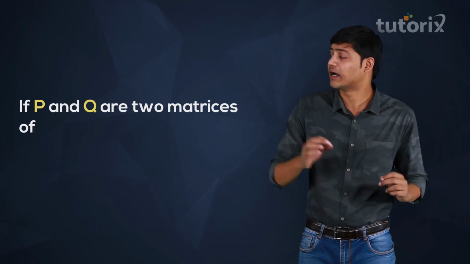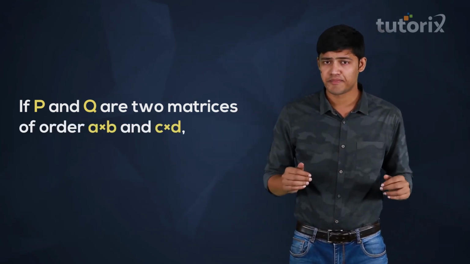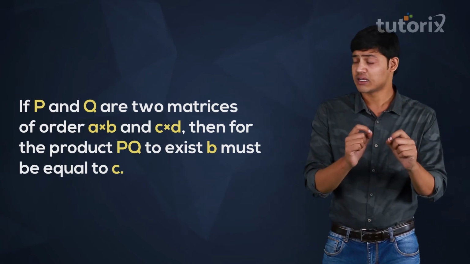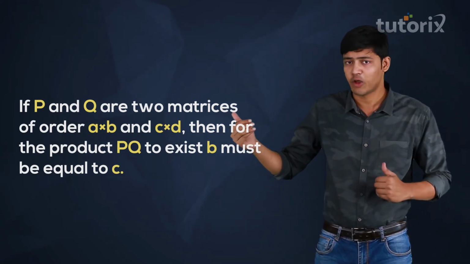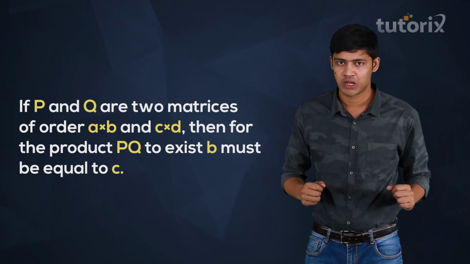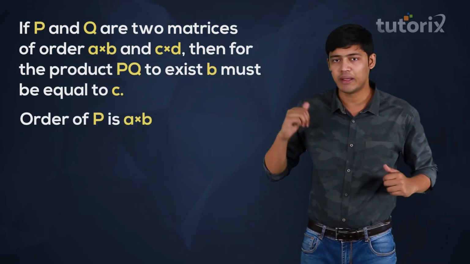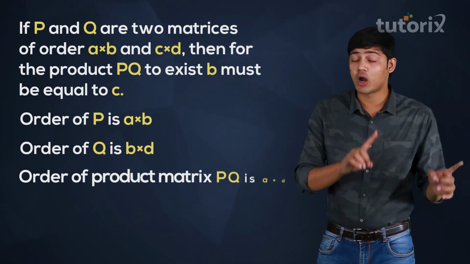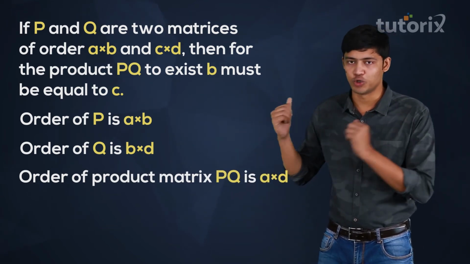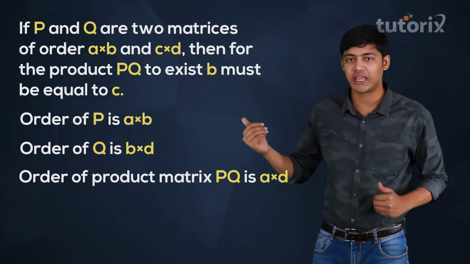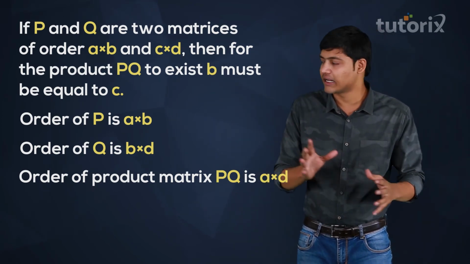In general, if P and Q are two matrices of order A by B and C by D respectively, then for the product PQ to be feasible, B must be equal to C. Since B is the number of columns of the matrix P, which is the first matrix, and C is the number of rows of the second matrix, which is Q. So, the order of the matrix P is A by B and the order of the matrix Q is B by D. Now, the order of the product matrix, that is PQ, will be A by D, which is the number of rows of the matrix P by number of columns of the matrix Q.